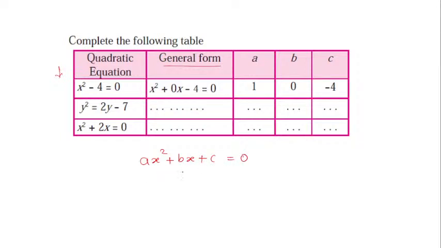Now sometimes the value of the second term or the third term may be 0. It's okay if the values of b or c are equal to 0, but the only condition is that a must not be equal to 0.